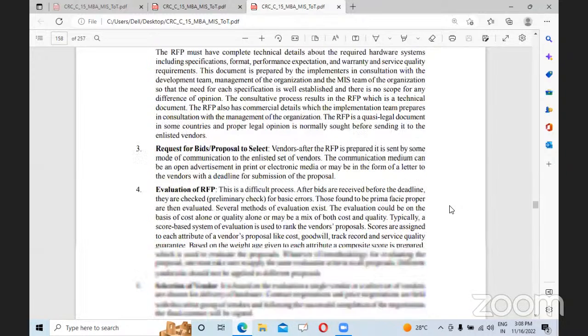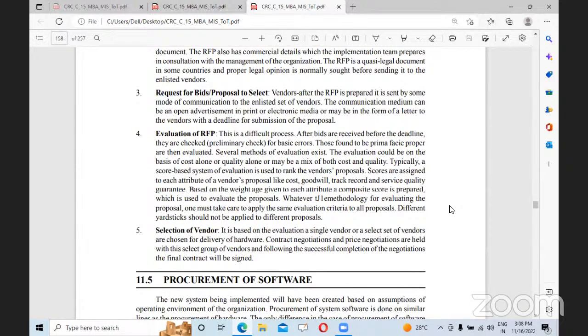And next one is request for bids or proposals to selected vendors. After the RFP is prepared, it is sent by some mode of communication to the enlisted set of vendors. The communication medium can be an open advertisement in print or electronic media, or maybe in the form of a letter to the vendors with a deadline for submission of the proposal.